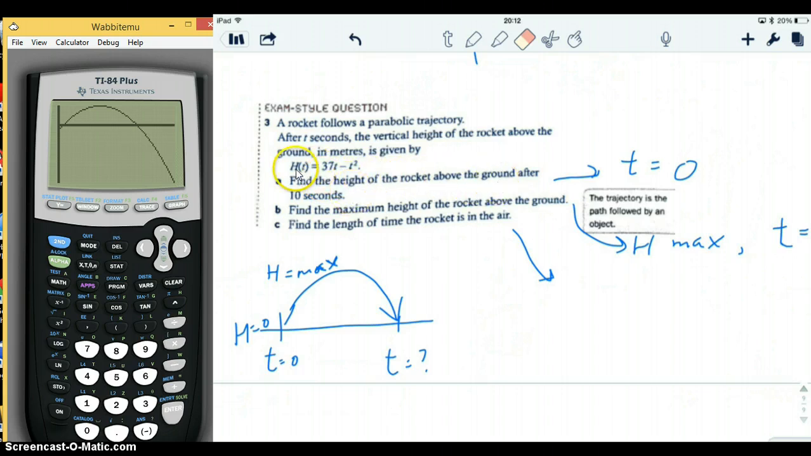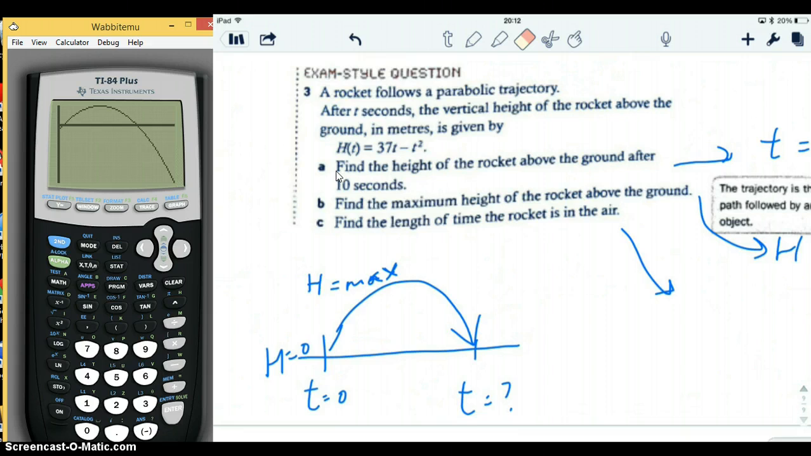Okay, so you're going to put this into the calculator, except you're not going to put t. You got to put x, right? And you're not going to put h, you're going to put y. So we're going to have y equals 37x minus x squared. You're going to put that in the calculator, and then you're going to graph it. You're going to get something like this.